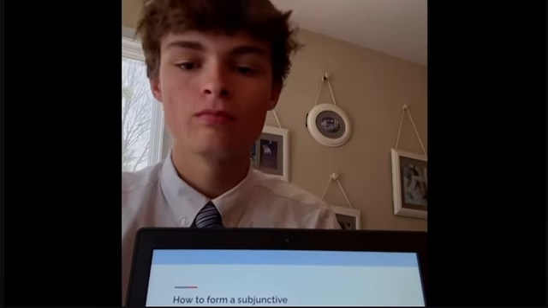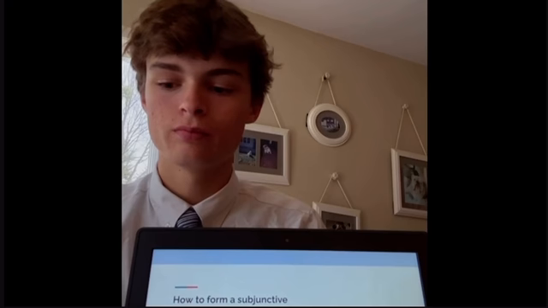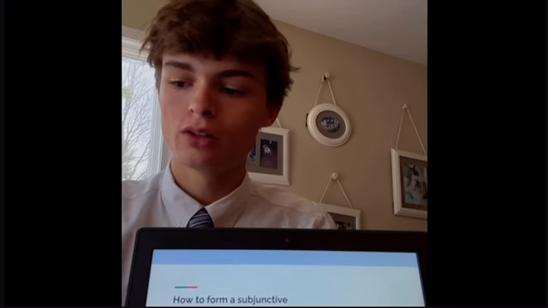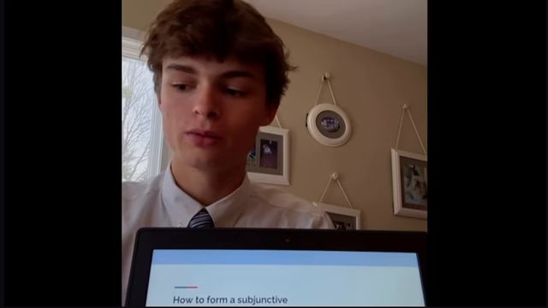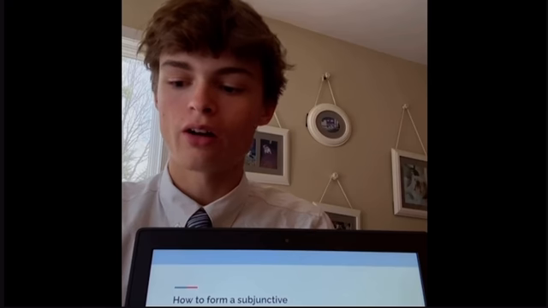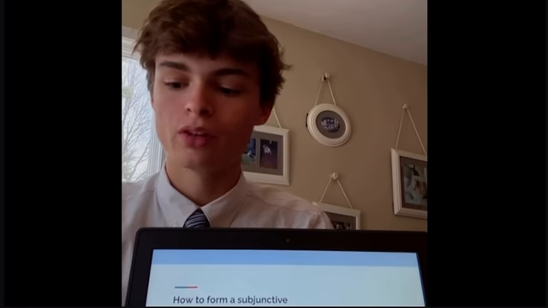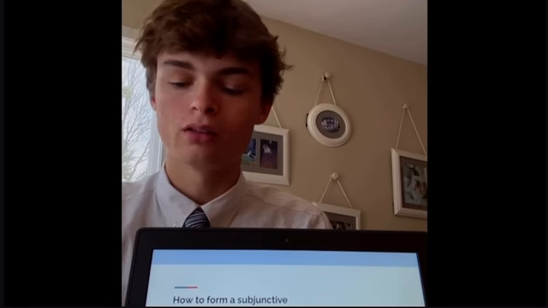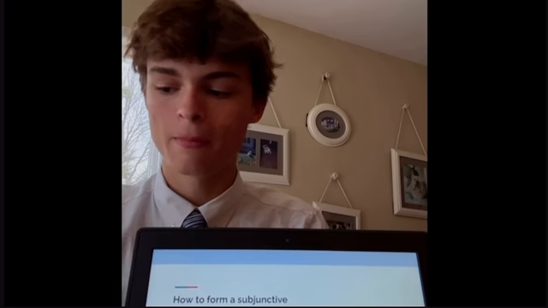How to form a subjunctive. You start at the yo form, drop the O ending and replace it with the subjunctive ending for AR, ER, and IR verbs. You drop the opposite ending and look for irregulars.